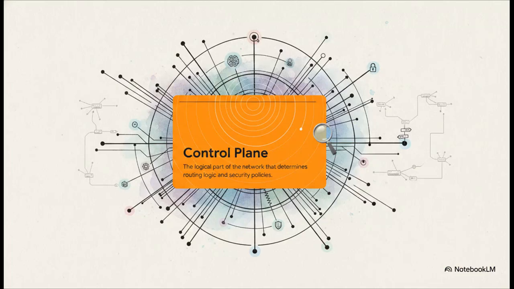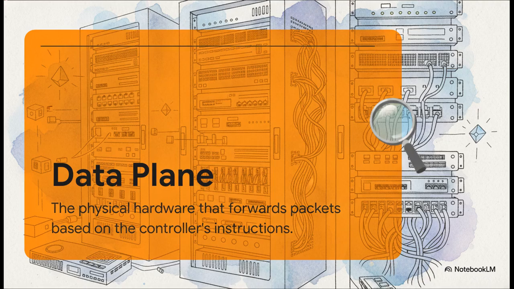First up, the control plane. Remember, this is the brain determining the rules of the road. It handles the logical part of the network, all the routing logic and security policies. The big takeaway here is that in SD-WAN, this control plane is completely centralized in a controller, instead of being scattered across 1,000 different branch routers. Next, the data plane. This is simply the physical brawn. We're talking about the edge devices, the actual physical hardware routers sitting in those server racks. They literally do nothing but forward packets exactly as they're instructed to by the control plane.